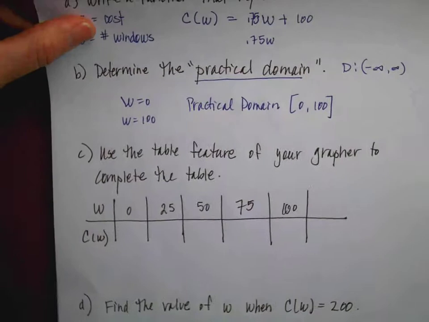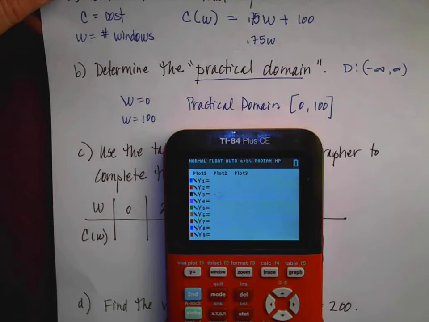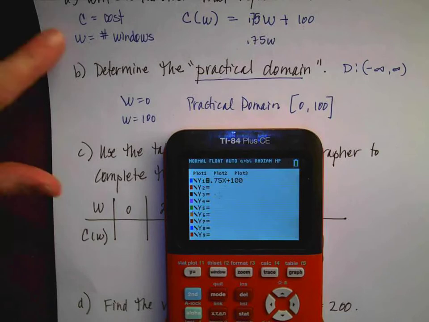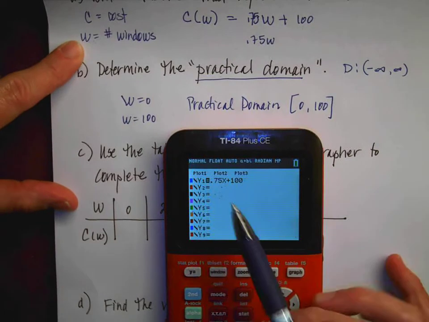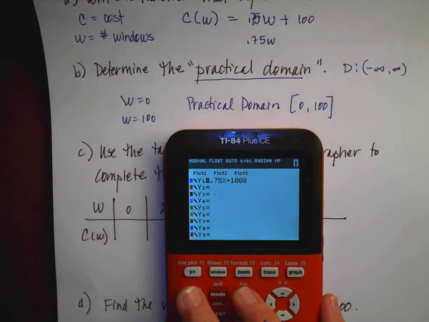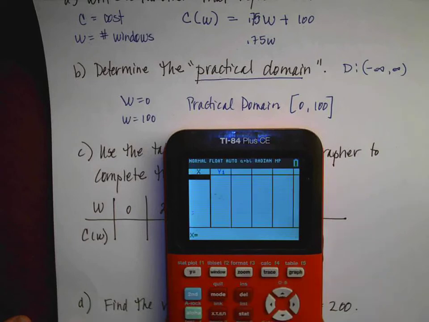The next part says use the table feature of your graph to complete the table. So again, I'm going to use my grapher. I'm going to go to my y equals, and I'm going to put in the equation that I've written, 0.75 times x plus 100. I could put a w in there, but that takes a lot of effort. So instead, I'm just going to use an x. Okay. I do have that w is the number of windows, so in this equation, x would also be the number of windows. And then I am going to go to my table, and I'm going to tell it to ask for the independent variable. So then I can just fill in the specific data that I want.